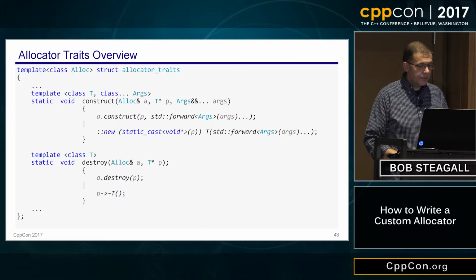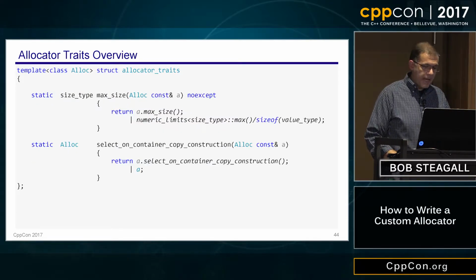Likewise with construct, if your allocator provides a construct member function, it will be used. Otherwise, placement new will be used. Likewise with destroy, if your allocator provides a destroy member function, that will be used. Otherwise, the object will be destroyed directly by invoking its destructor.